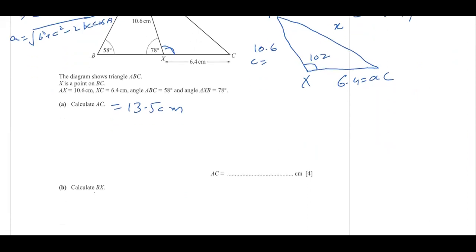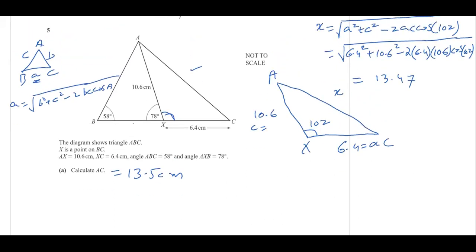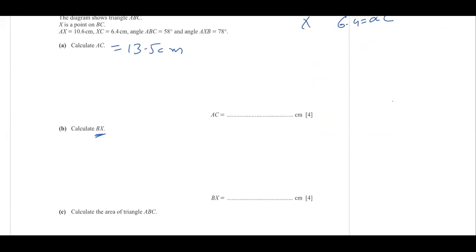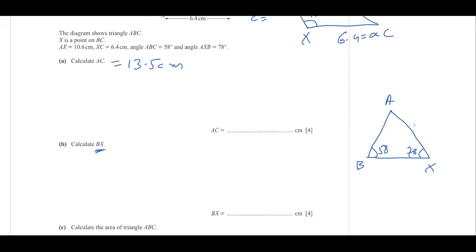Then in part B, you have been asked to calculate BX. Okay, we want to find this BX. For finding BX, I will consider this triangle, where this is B, this is X, and this is A. ABX triangle I will take. Two angles I know, this is 58. This angle is 78. And I can find the third angle. One of the sides is also given, 10.6. I want to find this side.